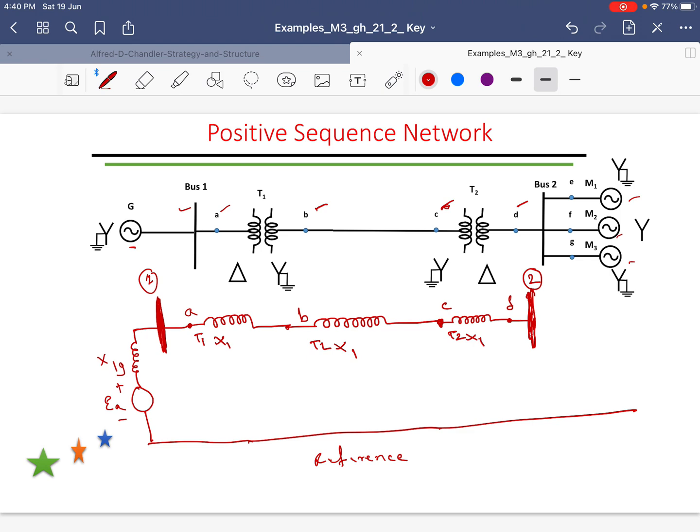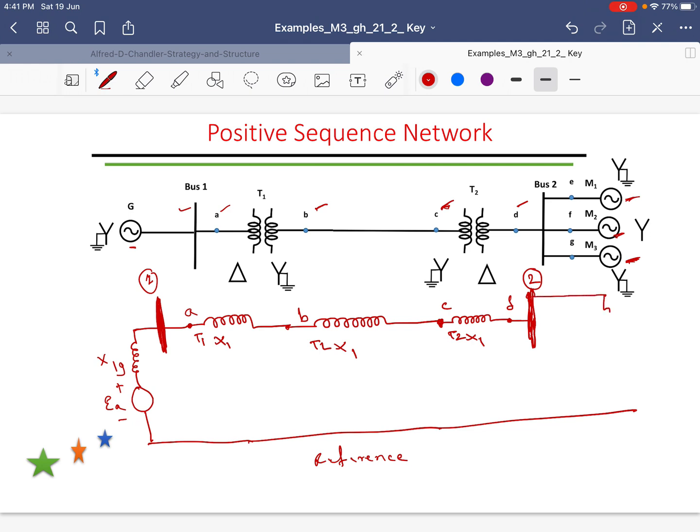Once again, the motor M1 is represented by a source of voltage and its positive sequence reactance. M2 is also represented by its corresponding value of EA and its X1. Similarly, the motor M3 is also represented by its source of voltage and its positive sequence reactance. They are connected in parallel. Therefore, first I will draw the motor M1.